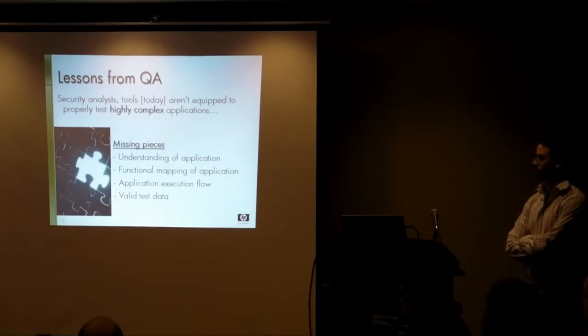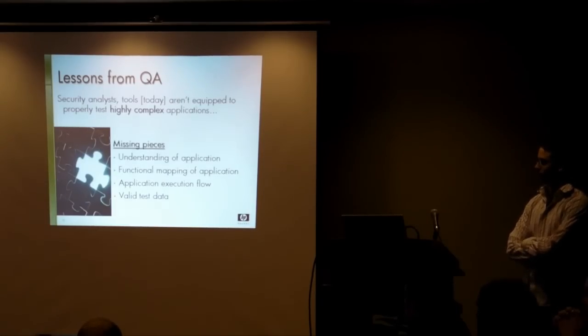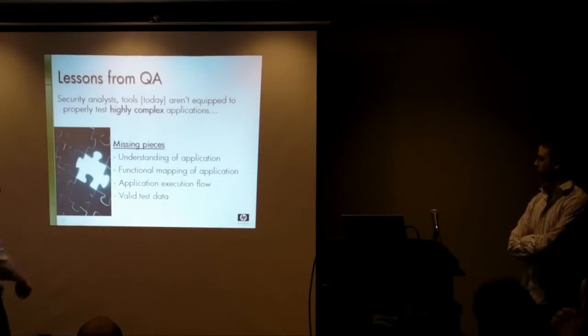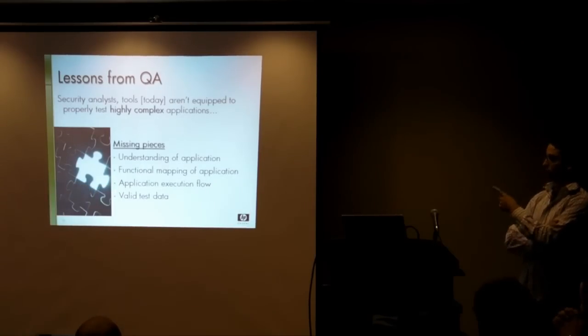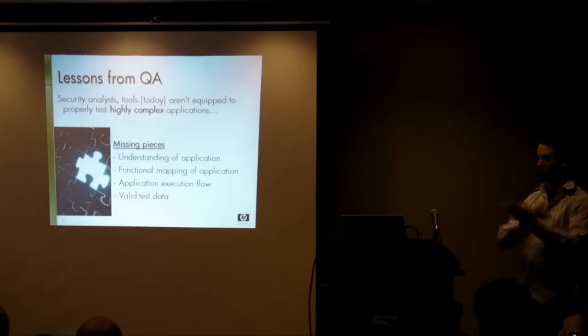This is that something. There are a couple of missing pieces. One is understanding the application. I've talked to hundreds of pen testers and security analyst types. What's the first thing you do? Pop in the URL and start banging away. Don't you want to learn the app? Why bother, I'm just going to break it. Functionally mapping the application is important because it helps you highlight exactly how the application flows. You're also missing testing. It's not just covering the execution flows.